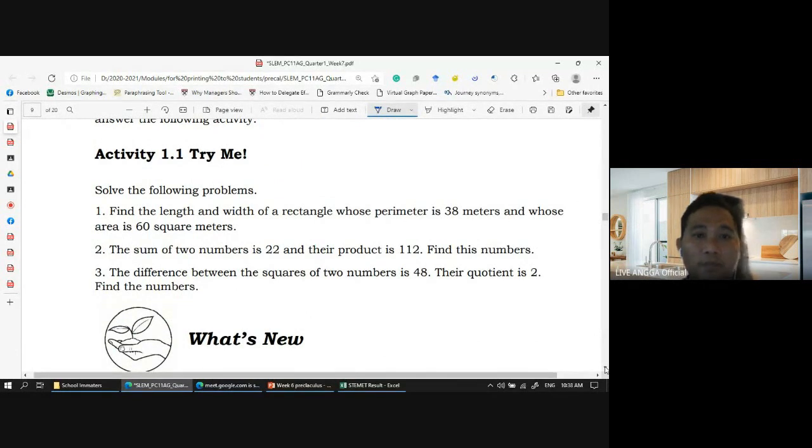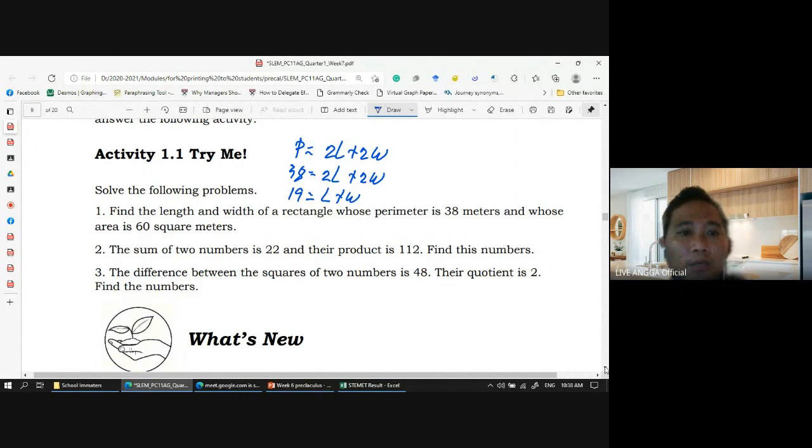Makuha na ba? Find the length. The perimeter is 2L plus 2 width, and the perimeter is 38. So that is 19, no? Because length plus width. So ang area natin, makuha na ba? Whose area is 60. The area is length times width.